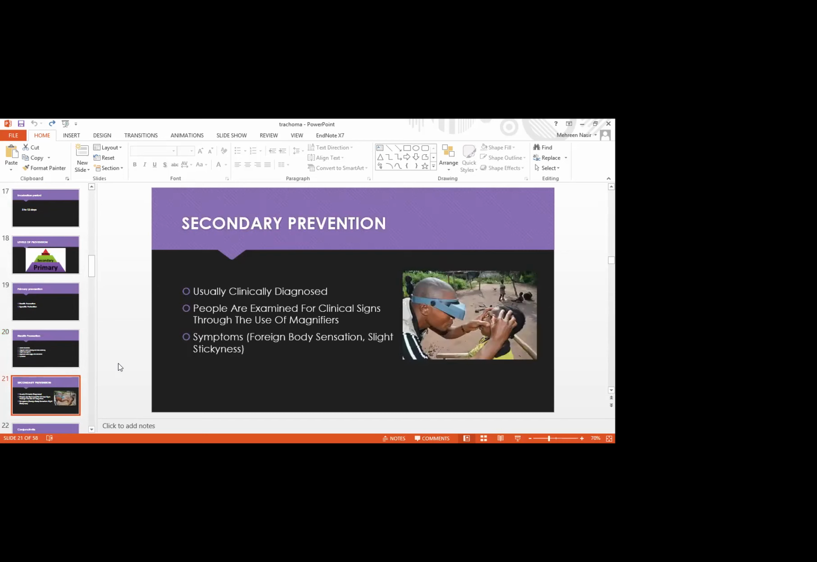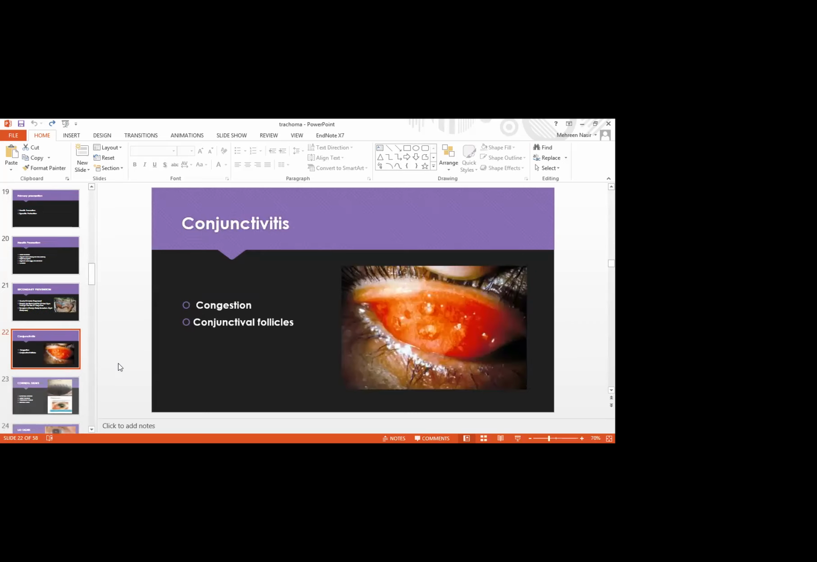Secondary prevention includes early diagnosis and prompt treatment. This disease is usually diagnosed clinically, and people are examined for clinical signs through the use of a magnifier. Symptoms of the disease are foreign body sensation or slight stickiness in the eye. Now let's discuss the signs of this disease.